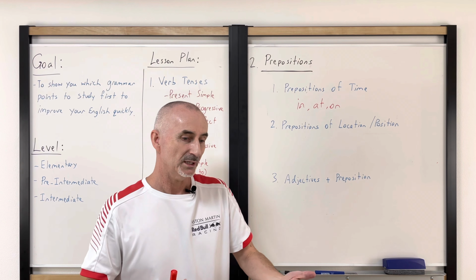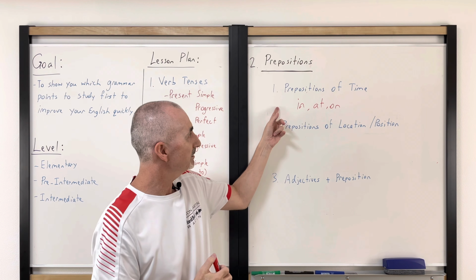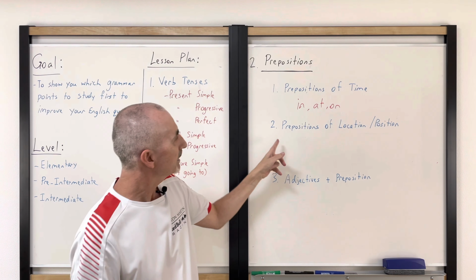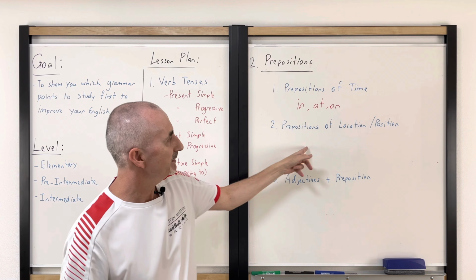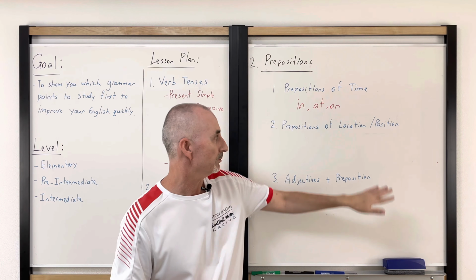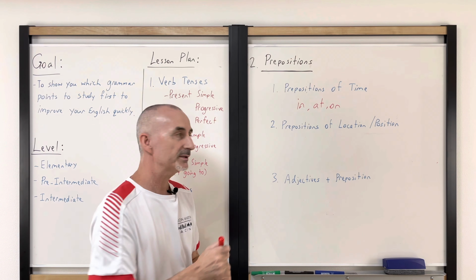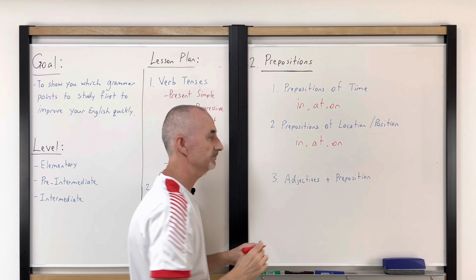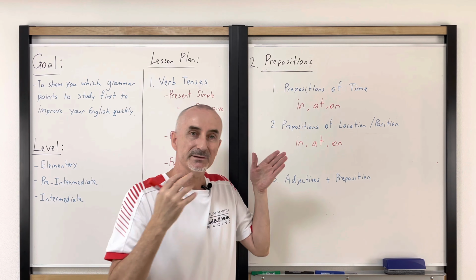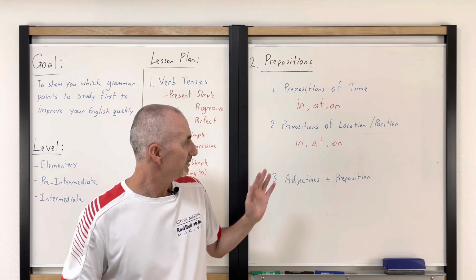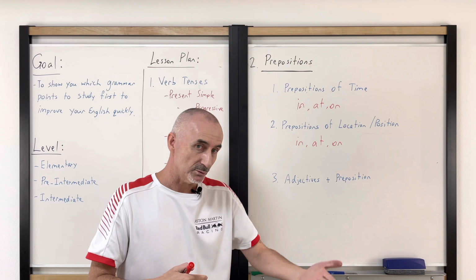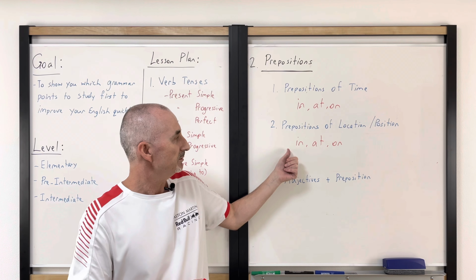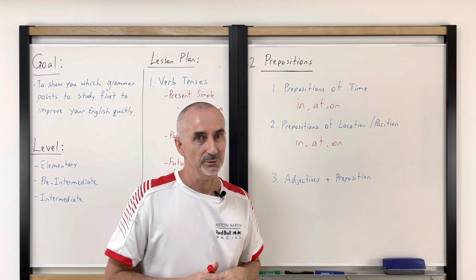So get the grammar book, study the grammar book about prepositions of time, do some quizzes, and you'll learn it quickly. Second area is prepositions of location or position. The first 3 prepositions are in, at, and on again. And it has rules also. So if you get the grammar book and study the rules, do some quizzes, you'll start to improve the way you use prepositions of location.